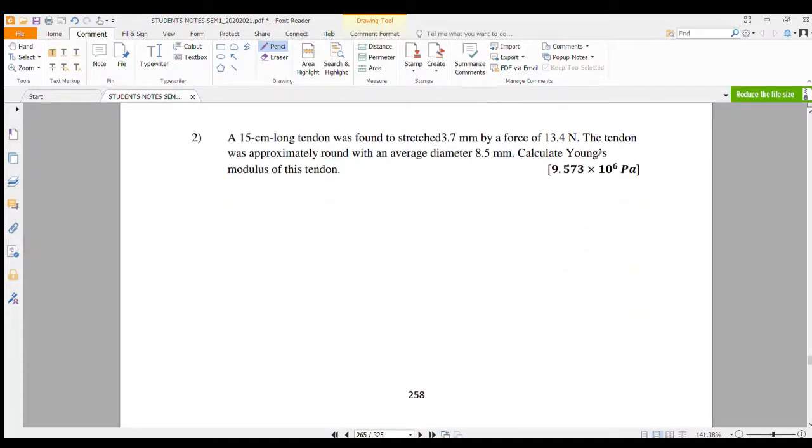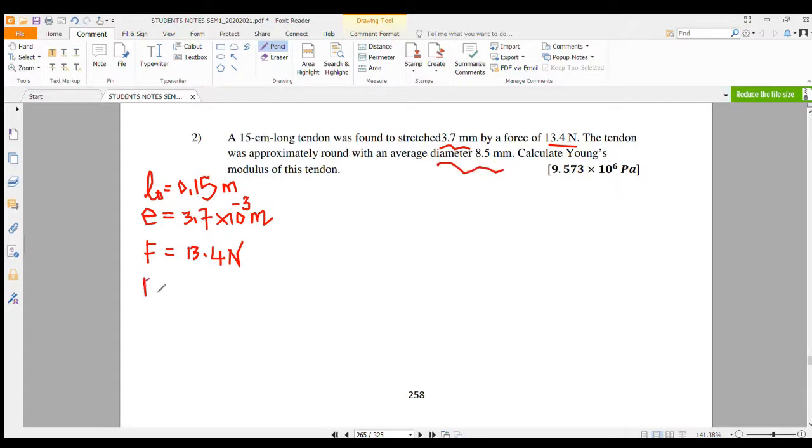Okay, next, question number 2. They give you the original length, 15 cm, which we change to 0.15 meter. It is stressed by an elongation of 3.7 millimeter, which we change to meter, by a force of 13.4. So your force is 13.4 Newton. The tendon is approximately round with an average diameter of 8.5 millimeter. Later you need to convert it to meter.